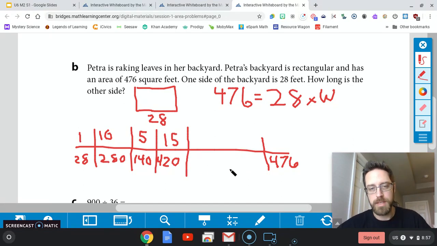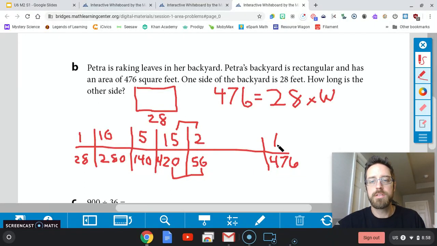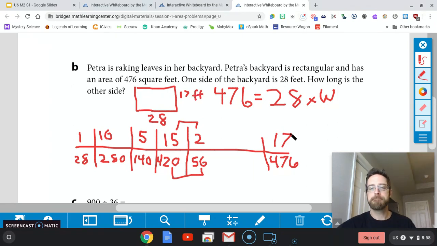Then I need to think, oh, I'm getting kind of close. So what is the difference between 476 and 420? Well, it's 56. So now I have to think, 28 times what gets me 56, or gets me closest to 56 without going over? And in this case, 28 doubled is 56. So now if these two add up together to make 476, I have to add those two together. So I get 17 groups of 28, or my width for this problem would be 17 feet.